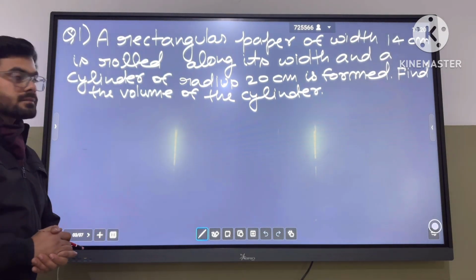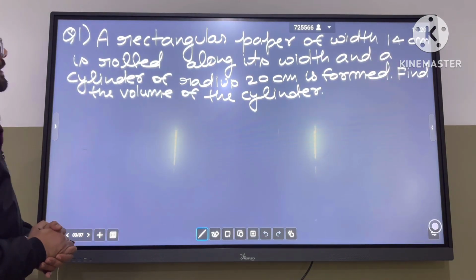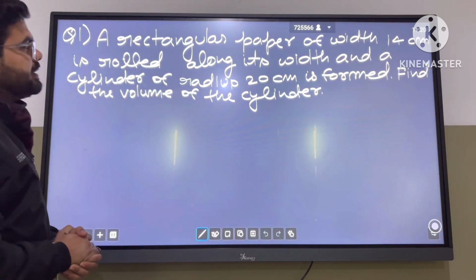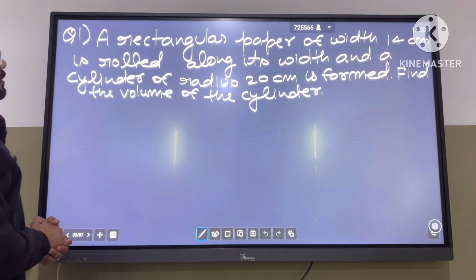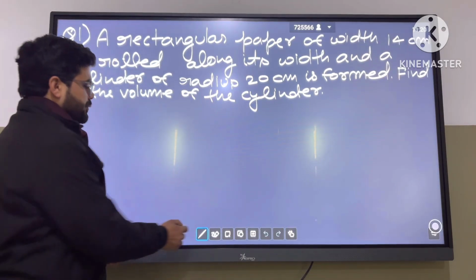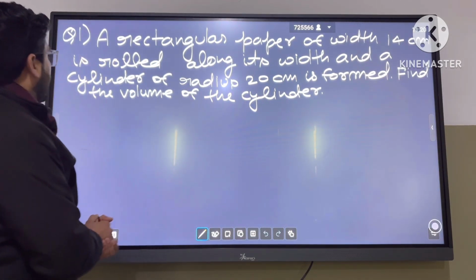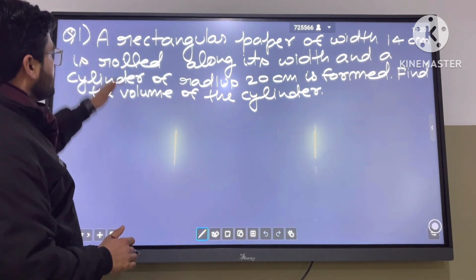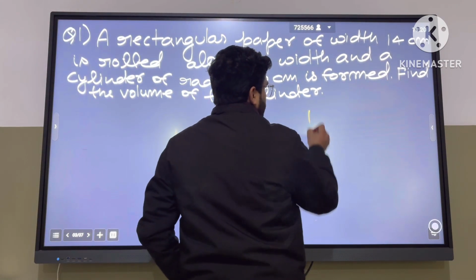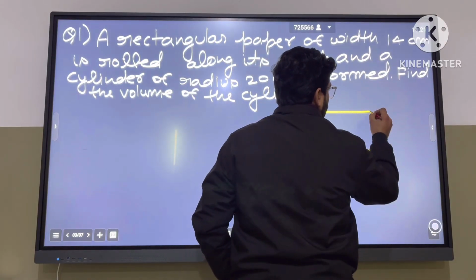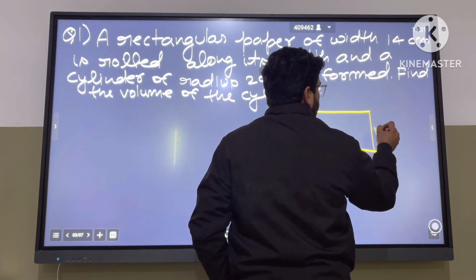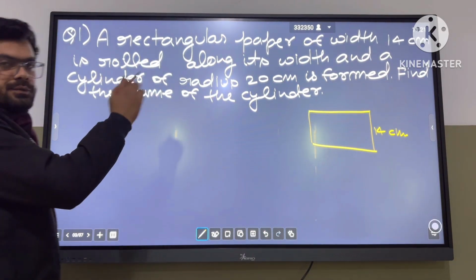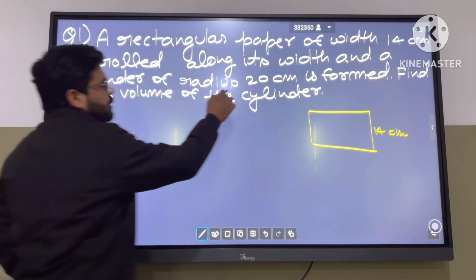Question number 1. A rectangular paper of width 14 centimeter is rolled along its width. A cylinder of radius 20 centimeter is formed. Find the volume of the cylinder. What is the actual meaning of this question? A rectangular paper, and the width of this paper is 14 centimeter, is rolled along its width, and a cylinder of radius 20 centimeter is formed.